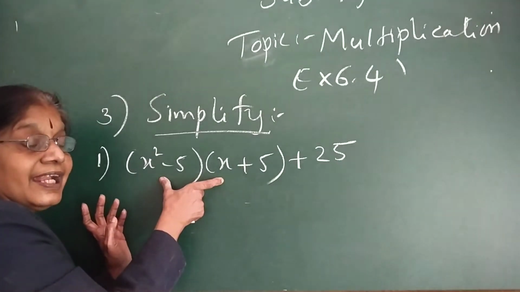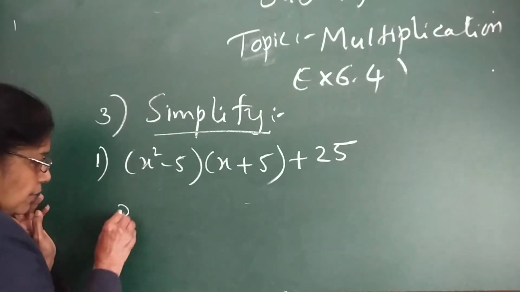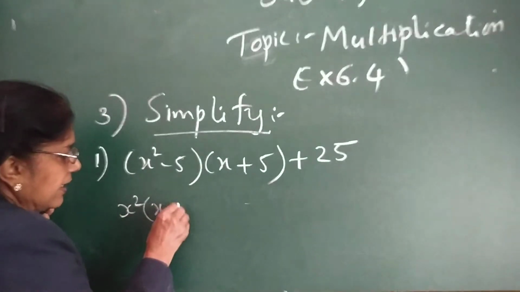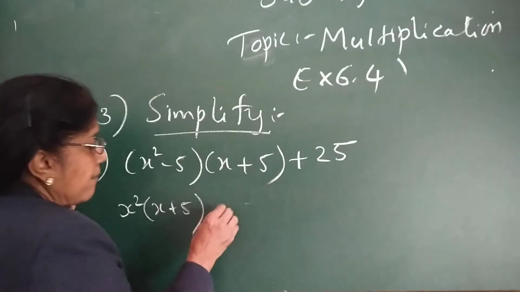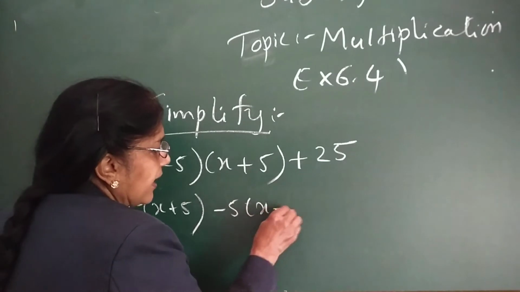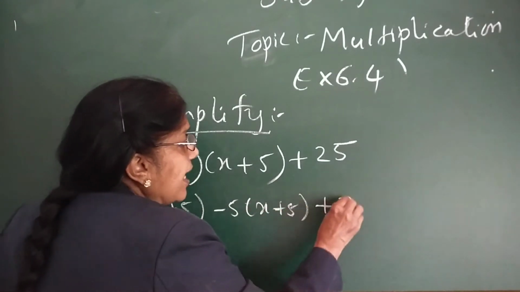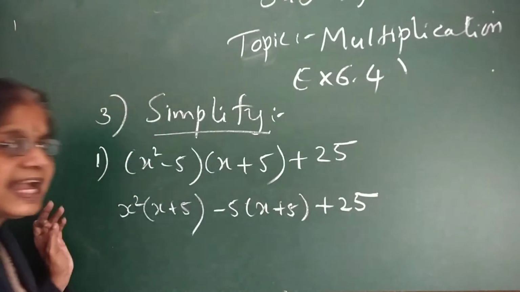This too we will take using the distributive property. So x square in the bracket x plus 5, minus 5 in the bracket x plus 5, plus 25 will remain as it is.